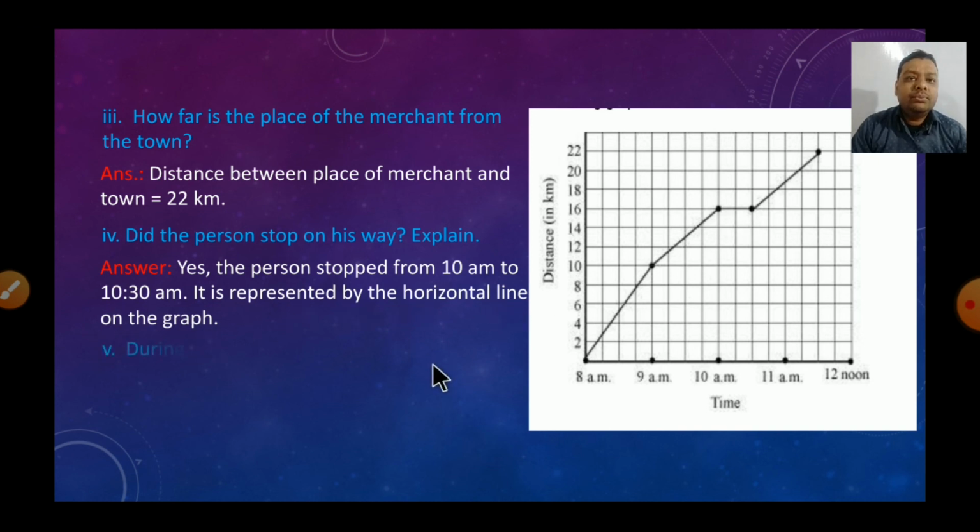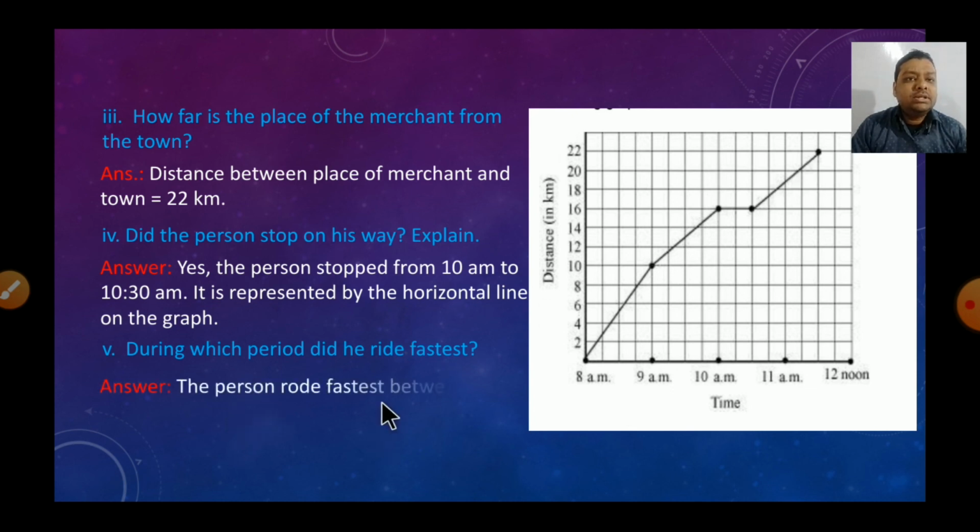Now, during which period did he ride fastest? You can see the more vertical line between 8 and 9 am. It is somewhat steep, then constant, then again steep. So we can say that the person rode fastest between 8 am and 9 am. The steepest line shows more speed. Okay, students. So I hope that you have understood here.